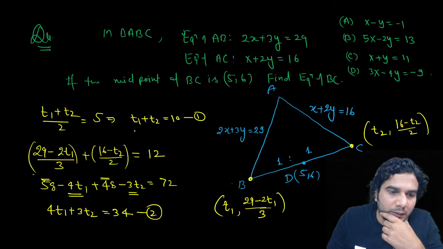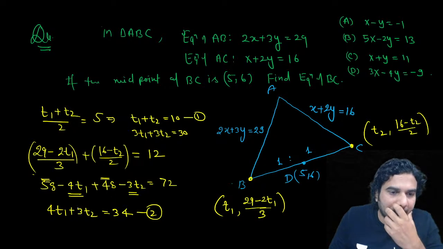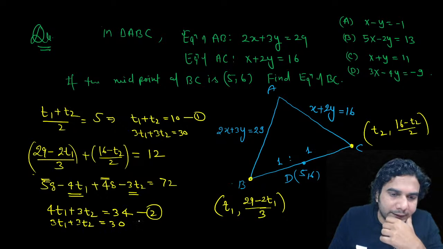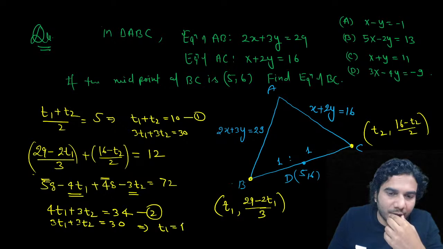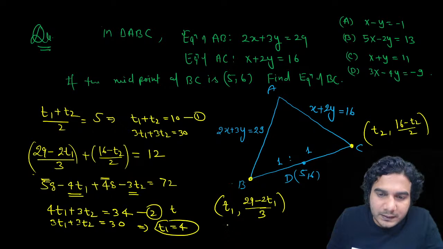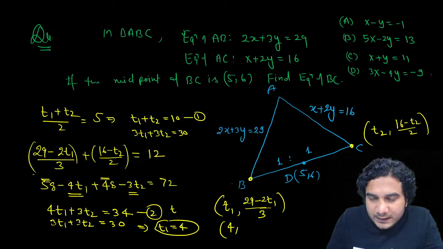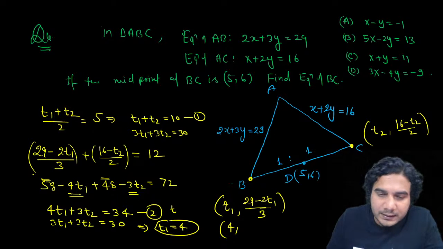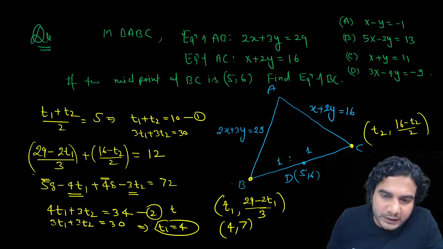Solve 1 and 2. Multiply one equation by 3. This is 3t1 plus 3t2 equal to 30, and subtract. So you will get t1 is equal to 4. If t1 is 4, then t2 is equal to... okay, just take one point, t1 is enough. If t1 is known, then this point is 4 comma, if you put 4 then it is 8, and (29 minus 8) by 3, so 21 by 3, so 4 comma 7. This point is 4 comma 7.